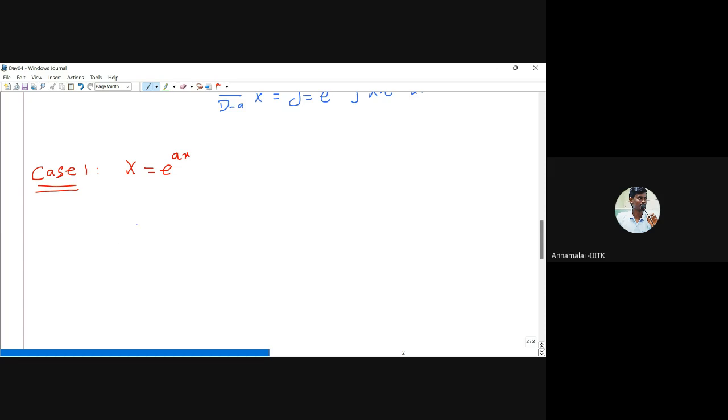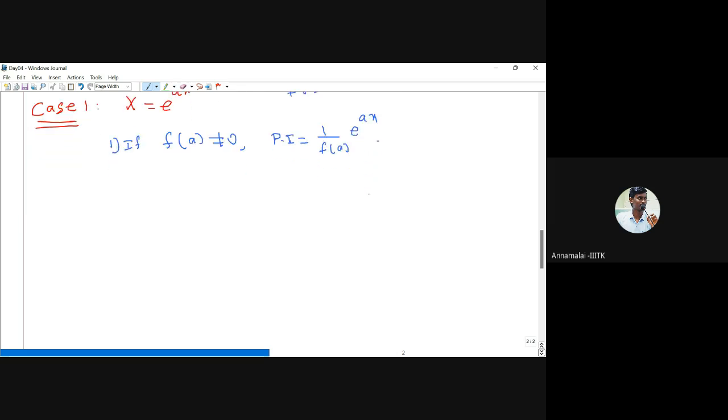Again, there are two cases. F of a is non-zero. So the first case is, because we know that f of d is the left hand side differential operator, we have to substitute d equal to a. If we get non-zero, then the particular integral is 1 by f of a into e power ax. That is the thing.